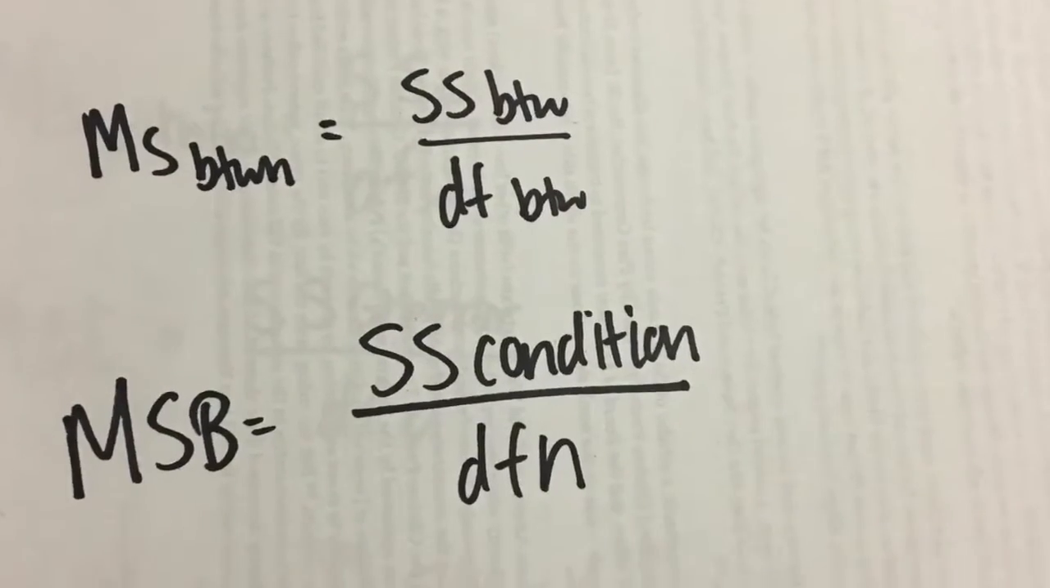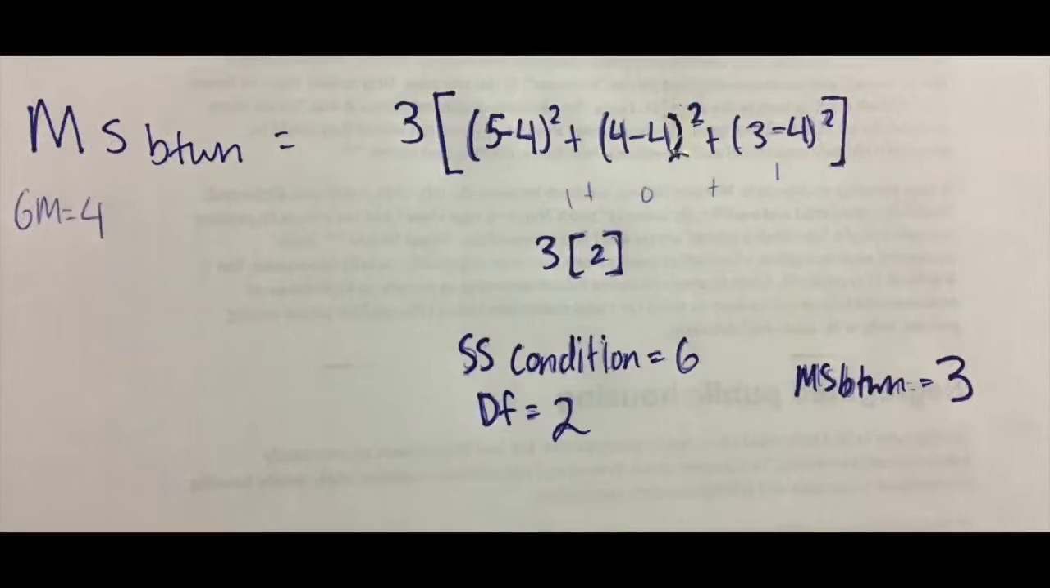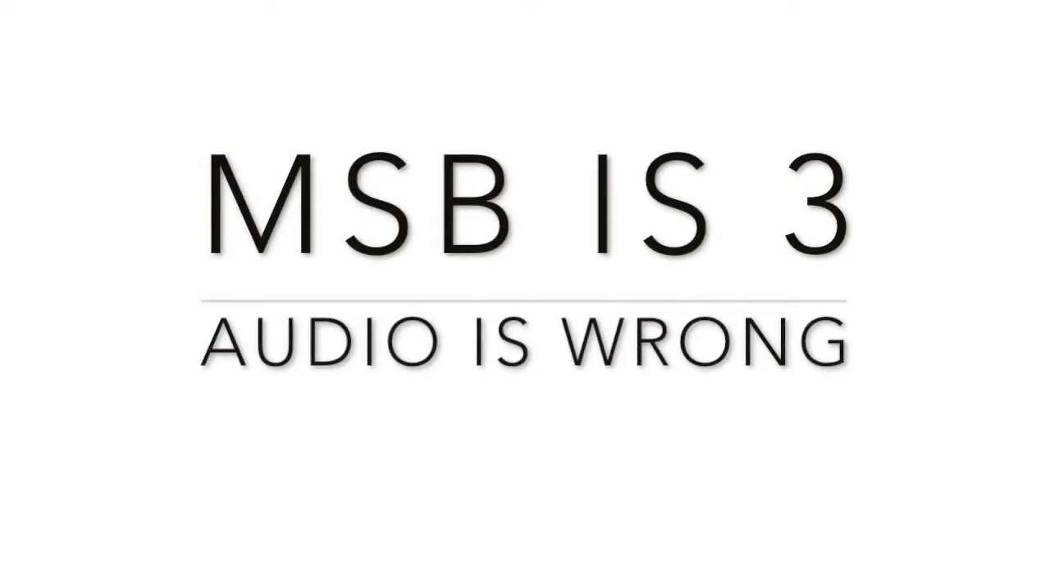Now on to the mean of squares between, MSB. Since we have the same number of scores in the groups, we will use this formula. The n is 3, the m is plugged in each time for the respective mean that we're representing, and the gm, the grand mean, is 4. The degrees of freedom is 3 minus 1, which is 2. At the end, our MSB comes out to 1.5.